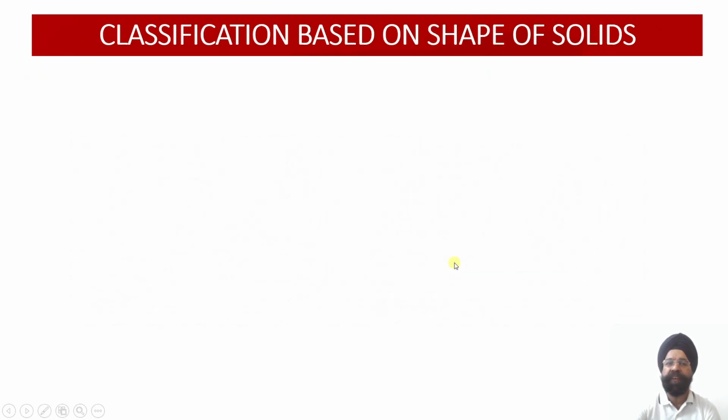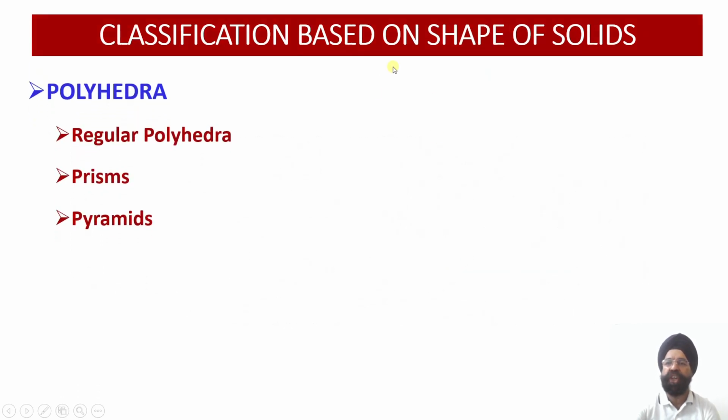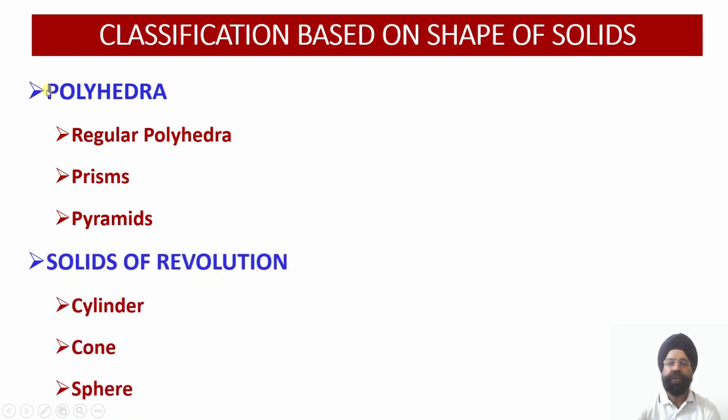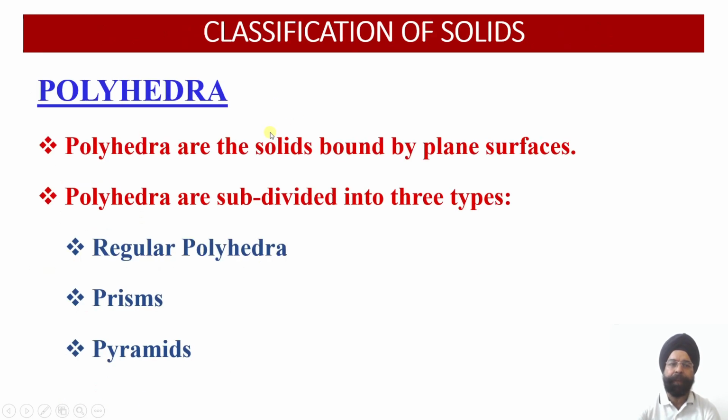Now the next classification is based upon the shape of the solid. Depending upon the shape, we can classify solids into two broad categories: polyhedra and solids of revolution. Examples of polyhedra are regular polyhedra, prisms and pyramids, whereas examples of solids of revolution are cylinder, cone and sphere. Now we are going to discuss all of these one by one. Let us first start with the polyhedra.